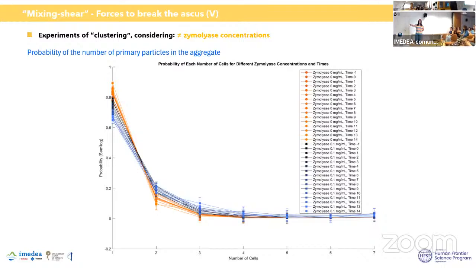clusters of one cell is higher without zymolyase, but when we go to the clusters of 2, 3, 4, 5, 6 cells, then the blue was on the top. What is it? That the zymolyase theoretically enhances again the clusterization and clusters of higher density. Okay.